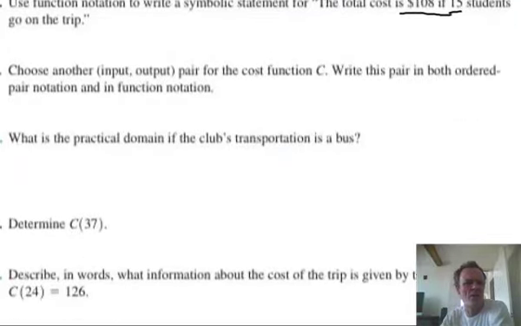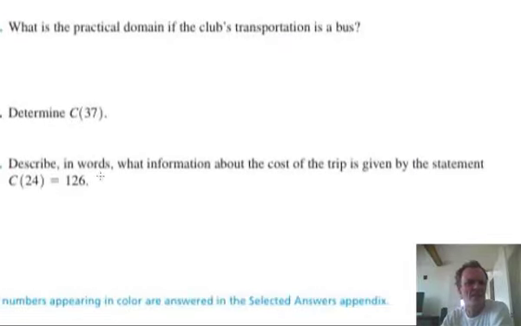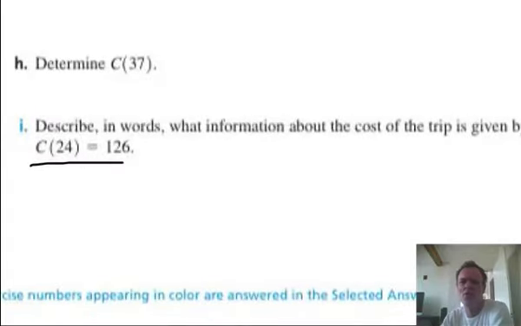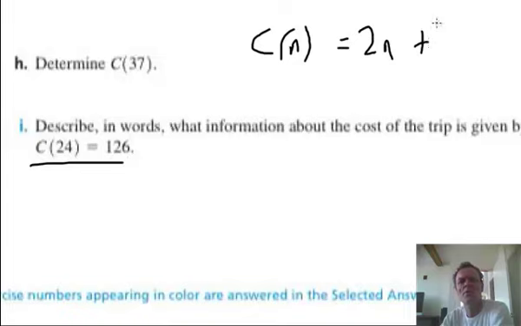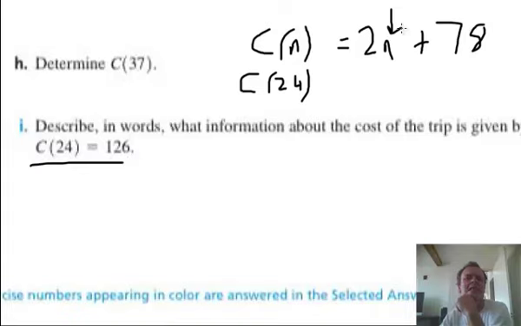And you can do whatever you want. Determine C of 37. Look at this one. Is C of 24 126? I'll write the equation again. Remember, the cost is $2 per student plus $78 of transportation. So if I put 24 here, in other words C of 24, that means I'm replacing the n right here with 24. It's 2 times 24, 48, plus 78, yes, is 126.